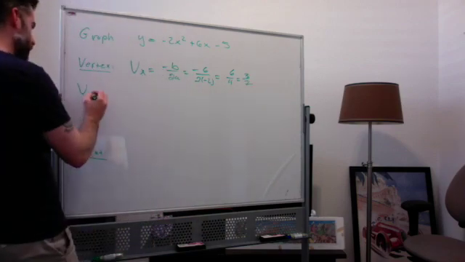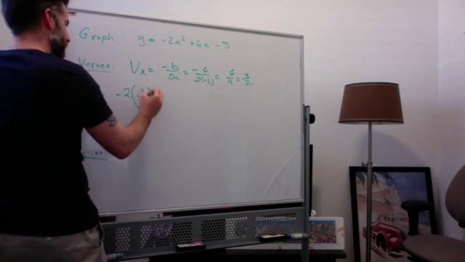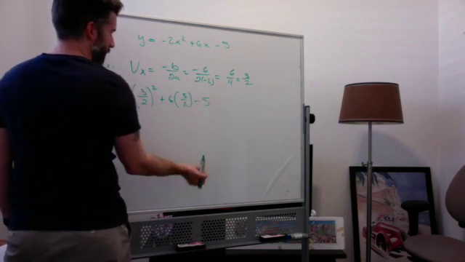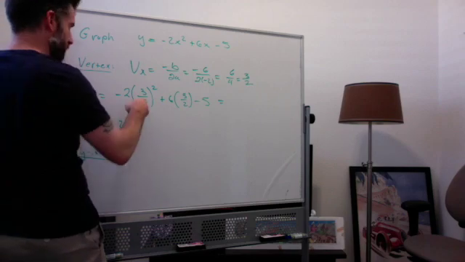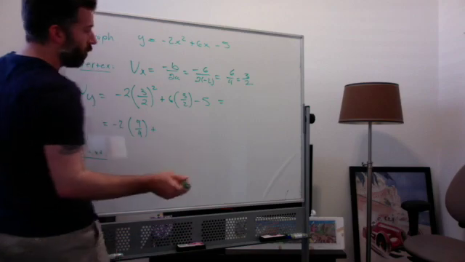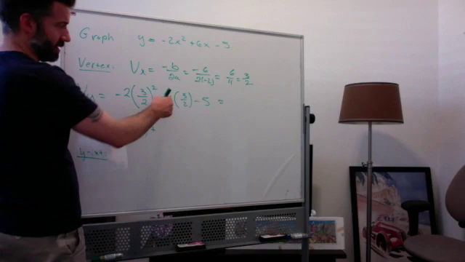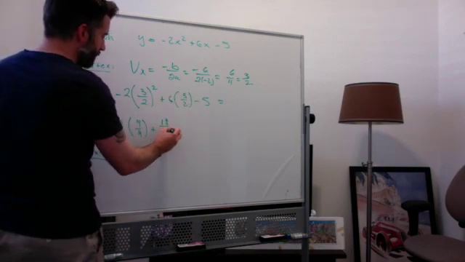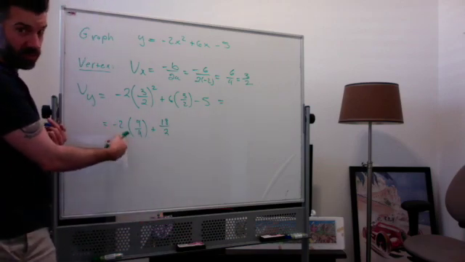The y coordinate, we plug in, we get negative 2 times 3 halves squared plus 6 times 3 halves minus 5. Simplifying, I get negative 2 times 3 halves squared is 9/4. Normally, when I did 6 times 3 halves, I would cancel, right? And I'd say 6 divided by 2 is 3, 3 times 3 is 9. But I'm going to leave this as 18 halves because when I cancel the 2's here, I'm going to have a denominator of 2.